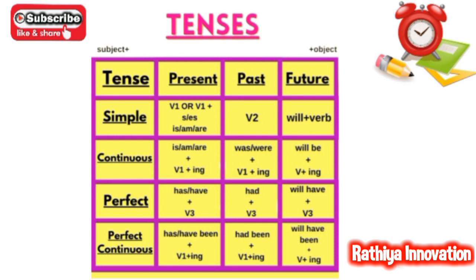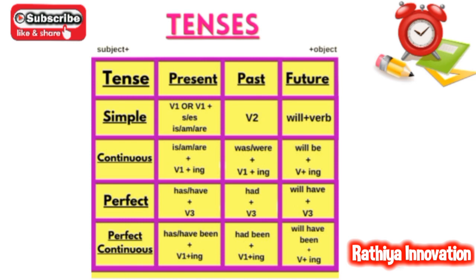The construction of present perfect continuous tense is subject plus has or have been plus verb 1 plus ing. For past perfect continuous tense, it is subject plus had been plus verb 1 plus ing plus object. And finally, for future perfect continuous tense, it is subject plus will have been plus verb plus ing plus object.